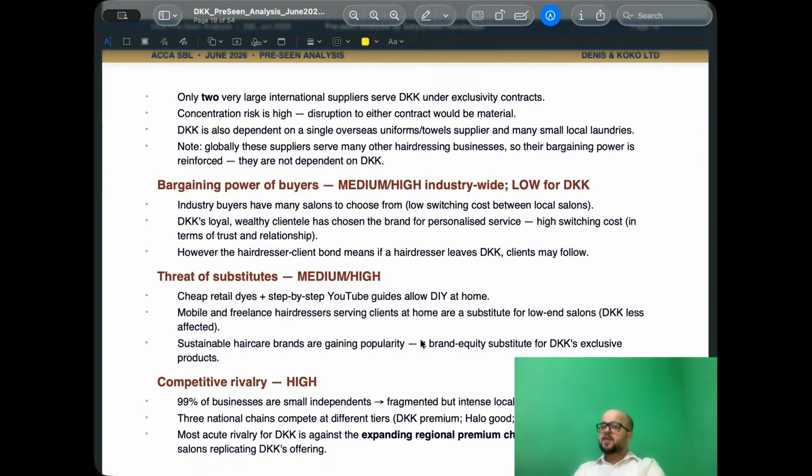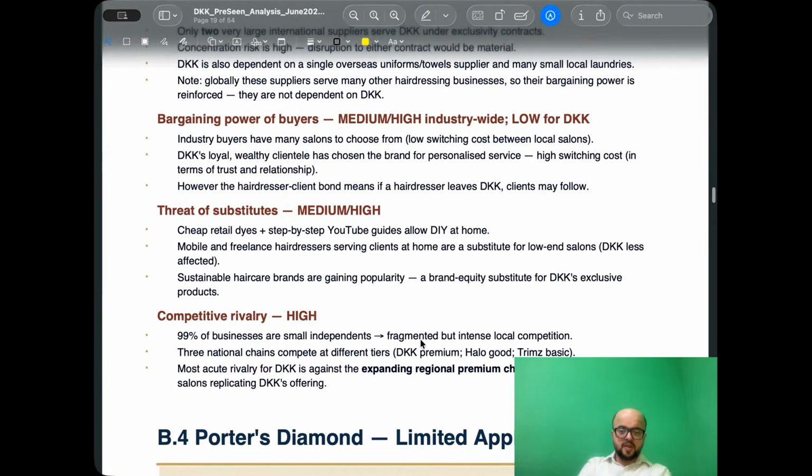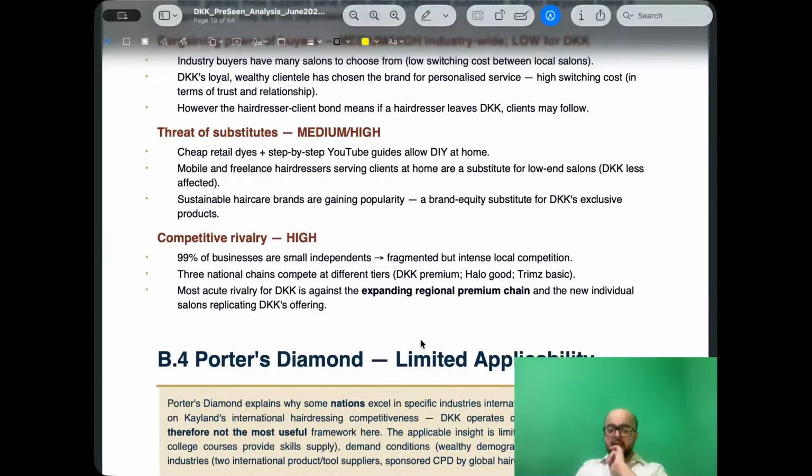So while DKK is in the premium niche segment, the threat is now coming because of these new age salons which are ESG compliant and all of that, and customers might gravitate more towards them. The competitive rivalry is high. 99% of the businesses are small independents, fragmented but heavy local competition. Three national chains compete at different tiers.